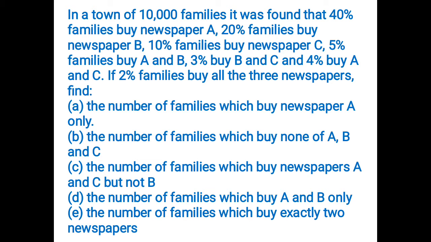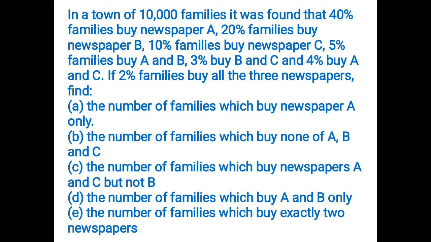So what we looked at in the previous video, we are going to look at how to apply it. The number of families which buy newspapers A and C but not B. D, the number of families which buy A and B only. And then the last question says the number of families which buy exactly 2 newspapers. All right, so write the question down, pause the video, write the question down as we move to the next slide. Now, before we move to the next slide, there is something I have to point out over here.